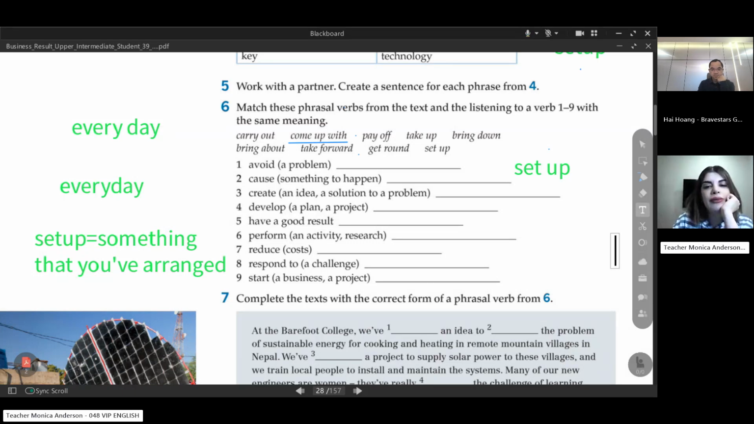So for example, perform. For the files, have a good result. Yeah, here, have a good result. We can consider it as pay off, of course, but perform. Positive result.